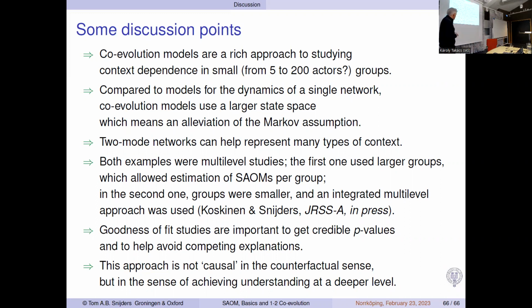And my last remark is that this is definitely not causal in the counterfactual sense. However, the counterfactual approach to causality of Holland and Rubin and Rosenbaum is, in my opinion, not the only understanding of causality in the social sciences, and this approach gives understanding of processes at a deeper level, and so that also goes toward causality. With that, I would like to finish.